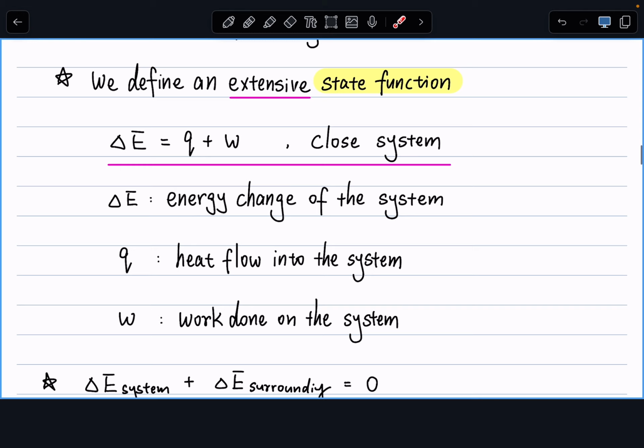So when we're thinking about a thermodynamic process between state A to state B, what our first law of thermodynamics says is the total energy change must equal the heat plus the work. So when we say Q and W, we're referring to Q as the heat flow into the system. W is the work done on the system.